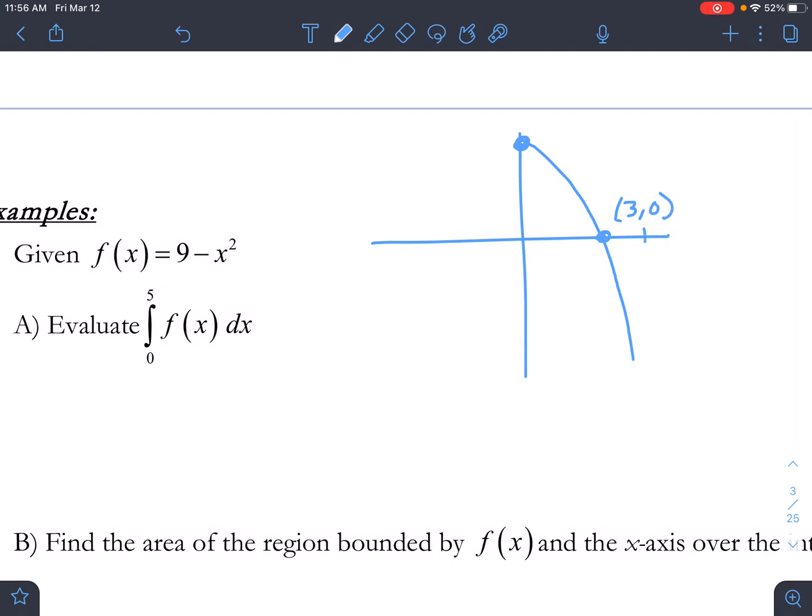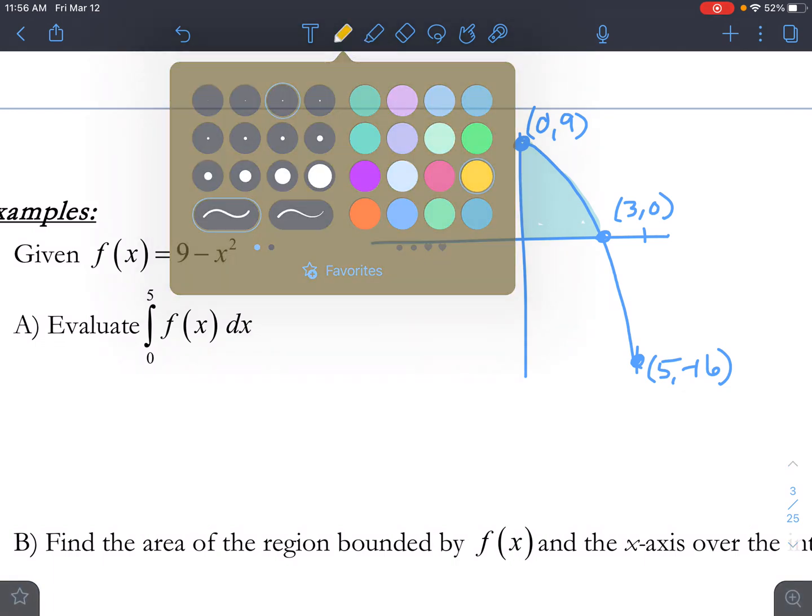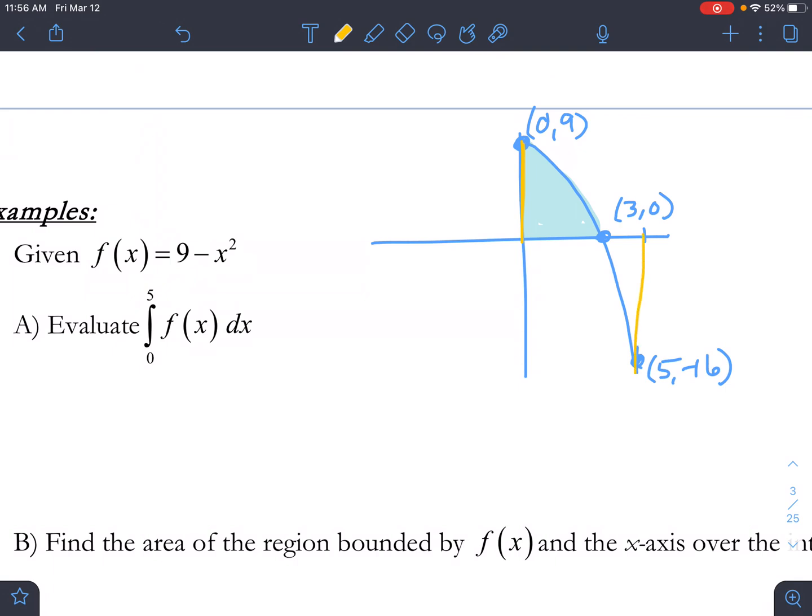And if we're going to 5, if you plug in 5 here, 9 minus 25 would be negative 16. So something like that. This is 0, 9. And if we're looking for the area between, I just wanted to show you what that would look like. You'd have this area between the x-axis and the function. Then you start at 0 and go to 5. Remember, you're looking for the area between the function and the x-axis. So it's actually kind of this triangle piece right here. All right, so you have some positive area and some negative area.